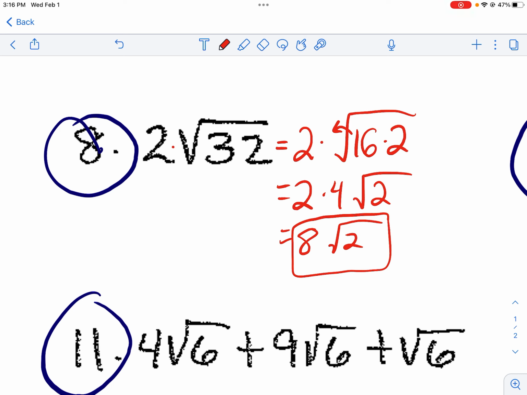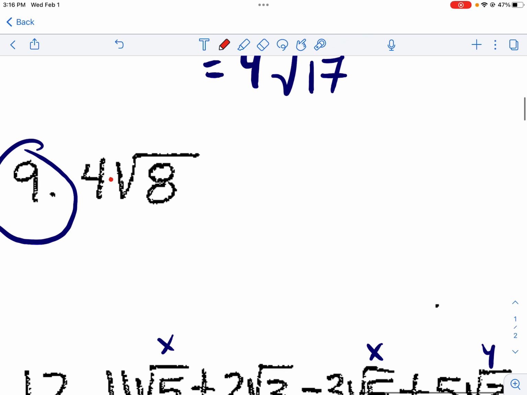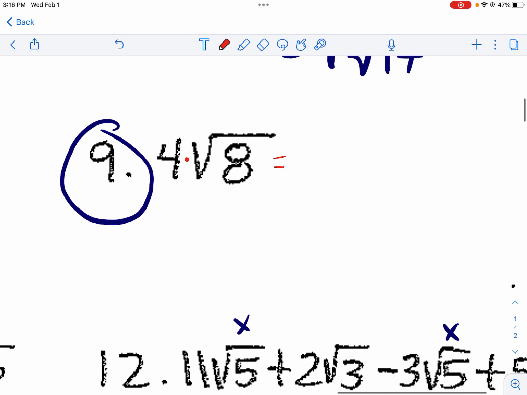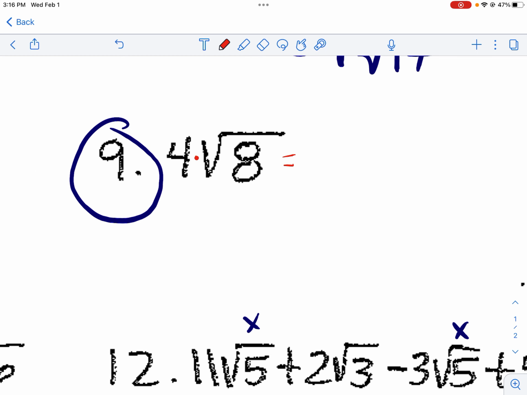Again, just thinking of those factors of what's inside the square root that are perfect squares. Again, we'll have that list up for the quiz for you. If you need any help with these or anything else for this quiz or anything math in general, please come in before school, ask me during lunch, whatever it is before the quiz, so you can be ready for that.